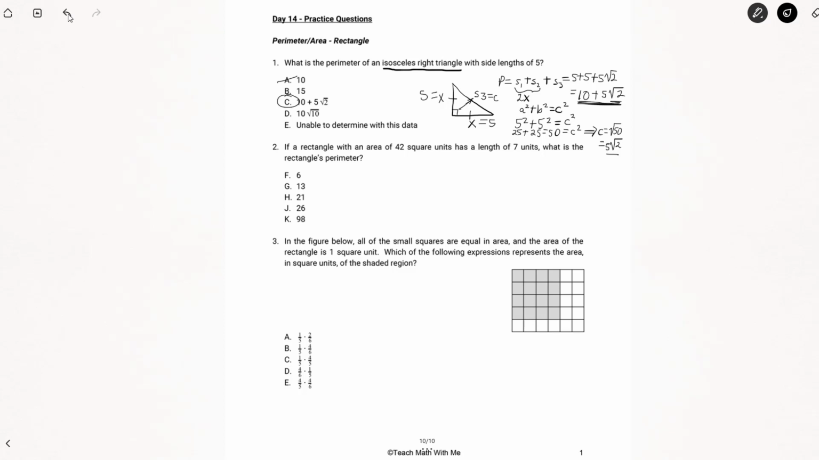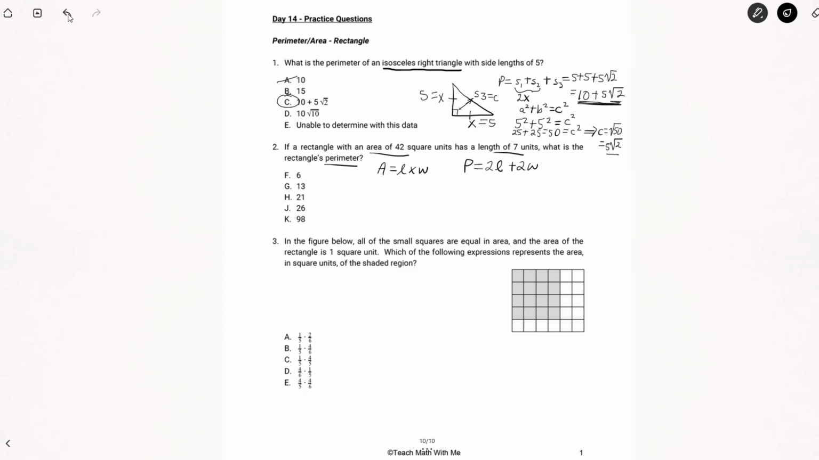Now let's take a look at number 2. If a rectangle with an area of 42 square units has a length of 7 units, what is the rectangle's perimeter? Okay, so we're given area, we're given one of the lengths, and we're asked to find the perimeter. So let's remind ourselves of a rectangle. Area is equal to the length times the width, and the perimeter of a rectangle is equal to 2L plus 2W.